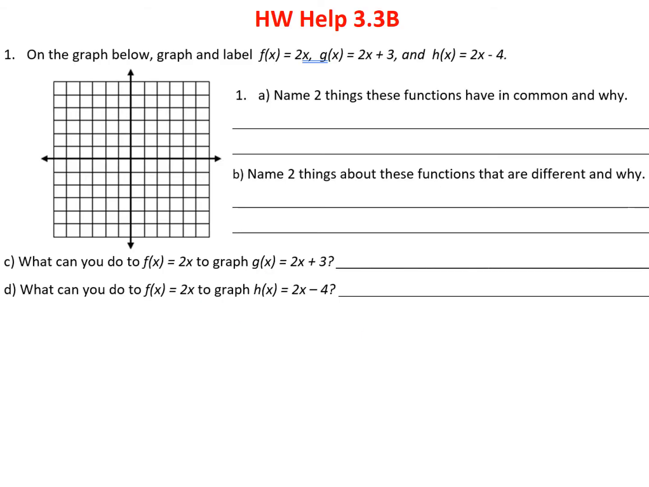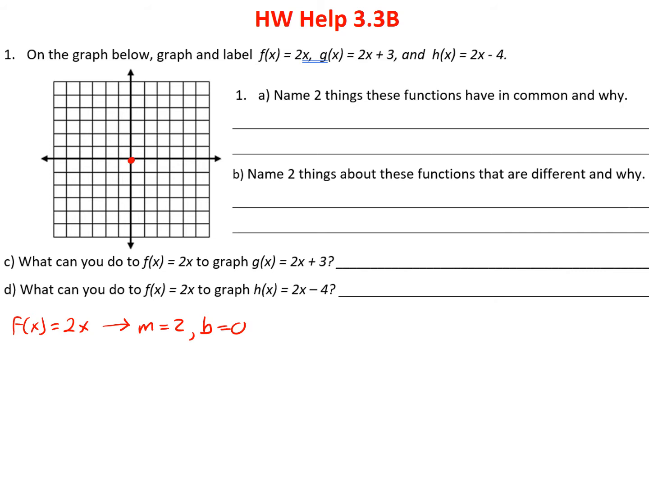In problem 1, we're asked, first of all, on the graph below to graph and label these three functions. Let's start with the first one. The first one is f of x, and it says that f of x equals 2x. Well, looking at that, I can see immediately that my slope equals 2, and my y-intercept is 0. So I can start with my y-intercept and know that this line is going through the origin.